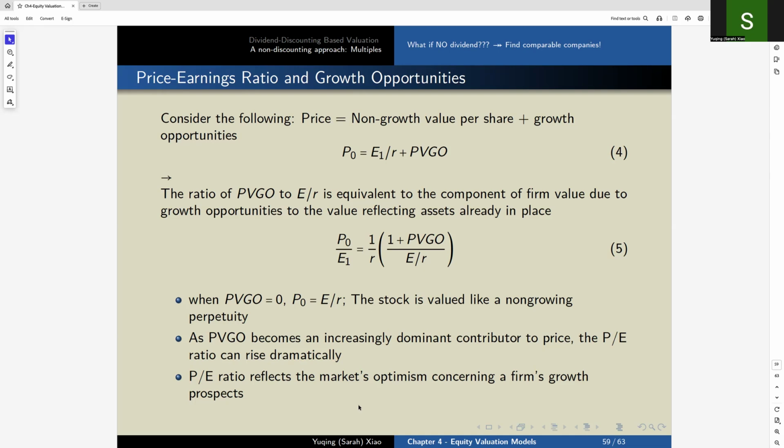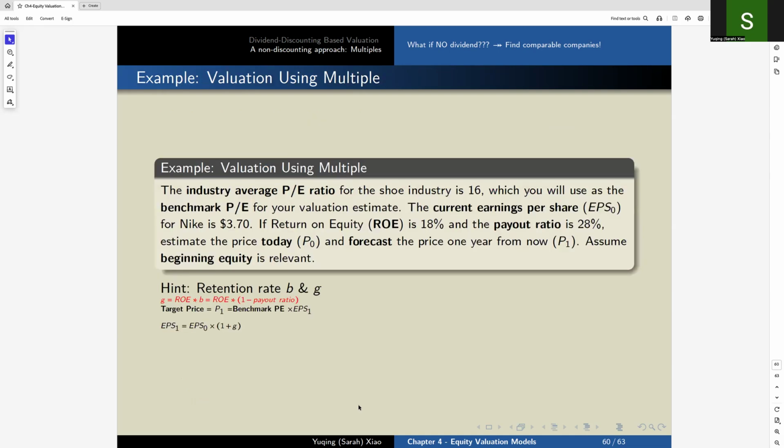But as growth opportunities become more valuable, the PE ratio rises. That's why high growth firms tend to have very high PE multiples. It really reflects the market's optimism about the future. Let's close the session with an example. Suppose the shoe industry has an average PE ratio of 16.